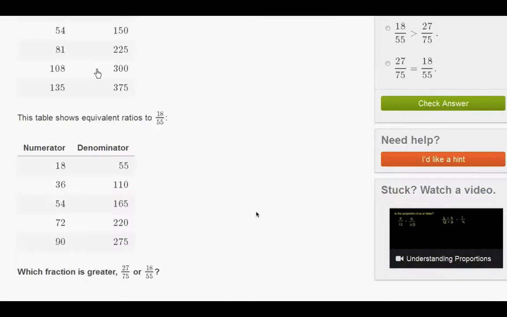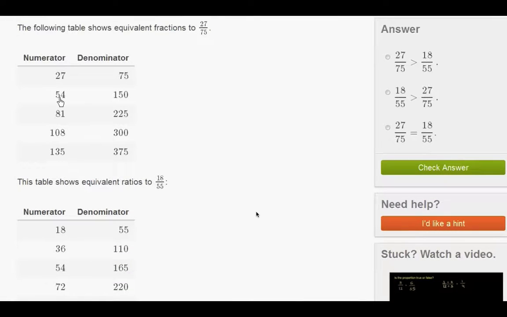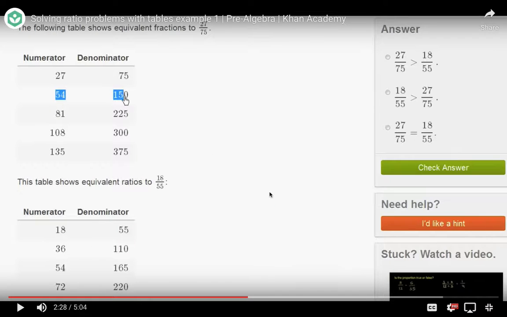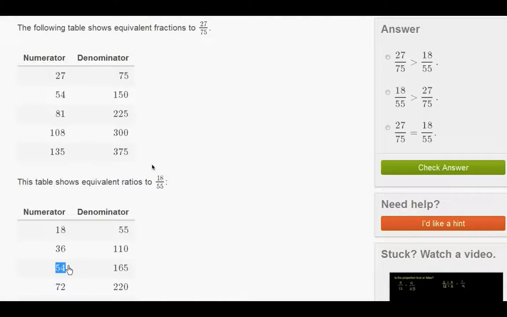So we see 27 over 75 is 54 over 150. And over here we see 54 over 165, which is the same numerator. And that makes the comparison much easier.